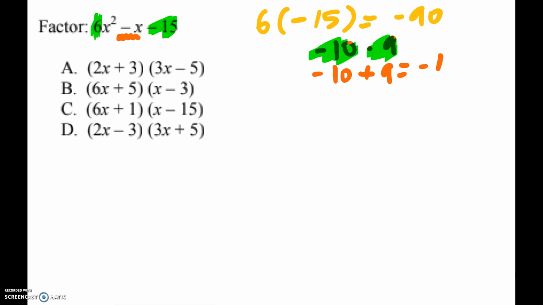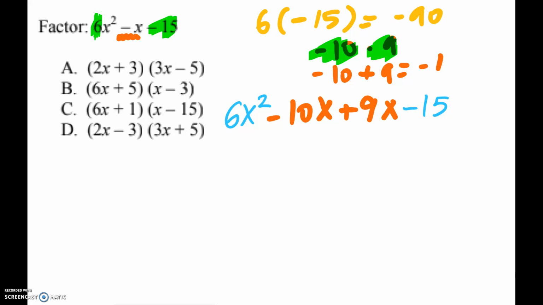All right, let's start. I don't touch my first term. Now I'm going to rewrite my middle term by using my magical numbers: negative 10x plus 9x. I broke it apart. And my last term is negative 15. They're still equivalent, but it is time to group them. I am going to group these two terms and the other two terms.